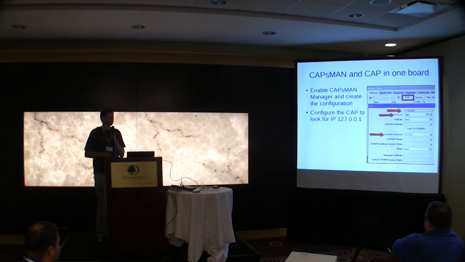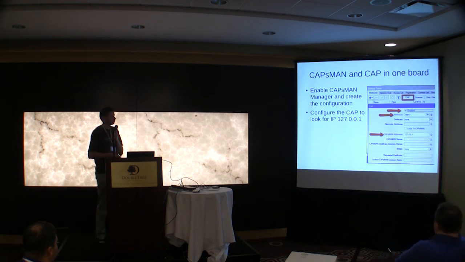Also, we have a lot of requests. For example, we have a 951 board or 2011 board. You want to use additional CAPs that will connect, but you also want to use the onboard radio. How to do that? The trick is you enable CAPsMAN manager and create a configuration, and you can also, on the same router, go into the wireless tab, click on the CAP, click enable, specify which interface you want to use, and specify the CAPsMAN IP address, and you specify the loopback IP address, and that's all, it will connect.